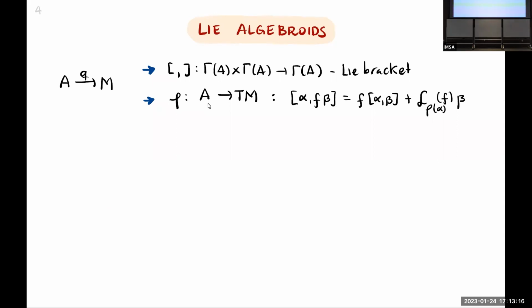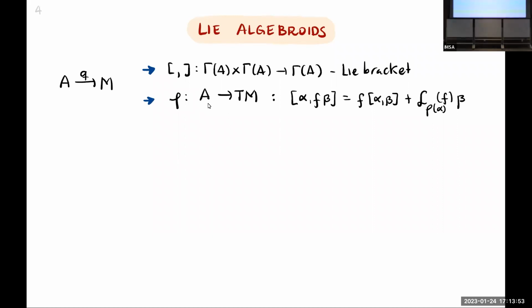Okay, so the infinitesimal counterparts of Lie groupoids are the Lie algebroids. These are vector bundles A over M together with a Lie bracket on the space of sections, and a map from A to the tangent bundle of M that satisfies this Leibniz condition. This Leibniz condition will imply that the anchor respects the Lie bracket on the sections of A and the Lie bracket on the space of vector fields. And this also tells me that the image of the anchor is actually an involutive distribution.